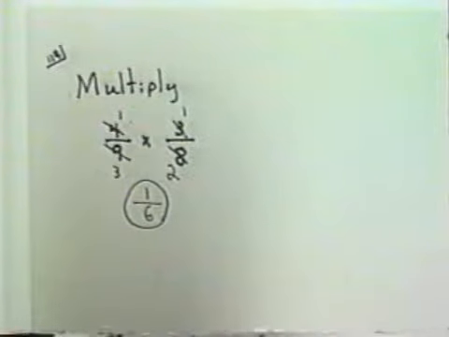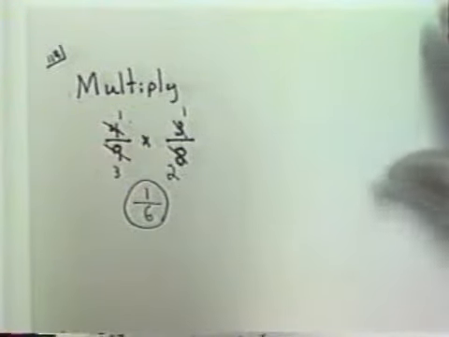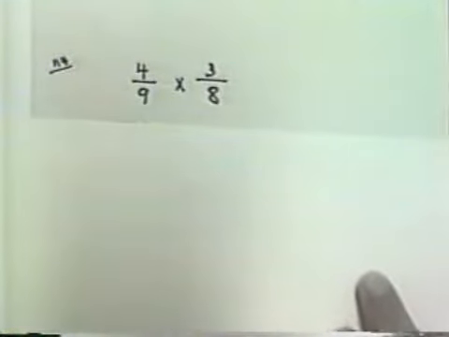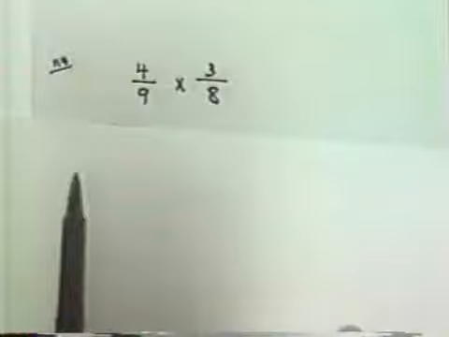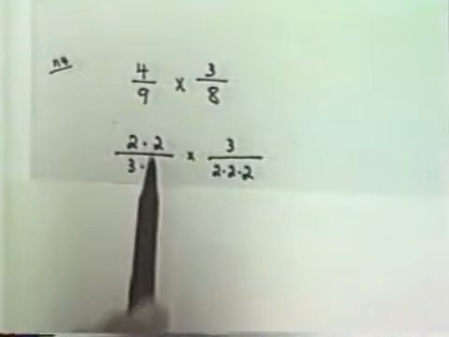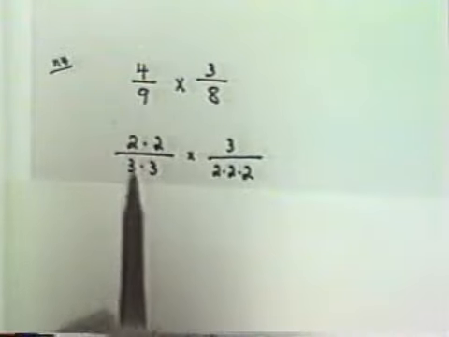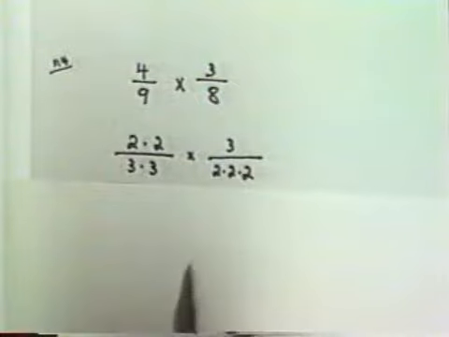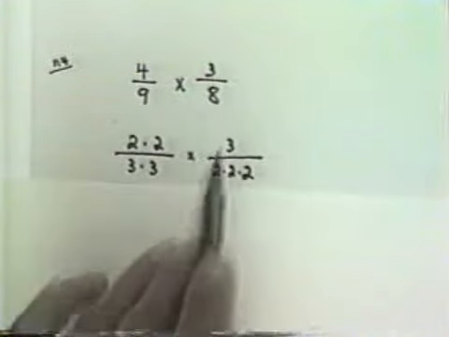But we can do the common fractions in a way that will also work for algebraic fractions. So let's look at the same example again, 4/9 times 3/8. What I can do is completely factor all numerators and all denominators. I can write 4 as 2 times 2, 9 as 3 times 3, and 8 as 2 times 2 times 2. Notice that 3 is already factored.